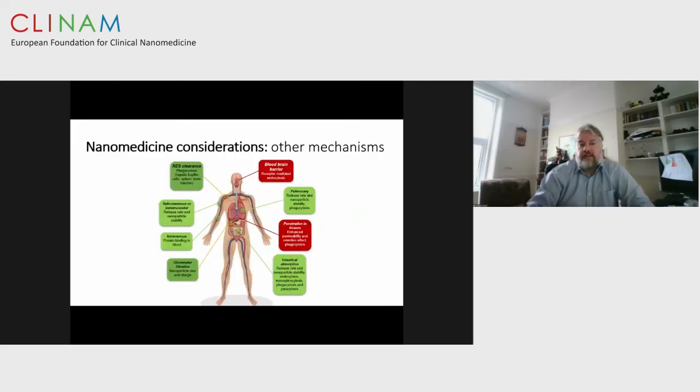Nanomedicines have different clearance mechanisms and different distribution mechanisms. We're all familiar with the reticuloendothelial system as an alternative route of clearance. There are also specific kidney filtration systems which apply to nanomedicines. So we have to consider all of these things when we're thinking about intact nanoparticles.